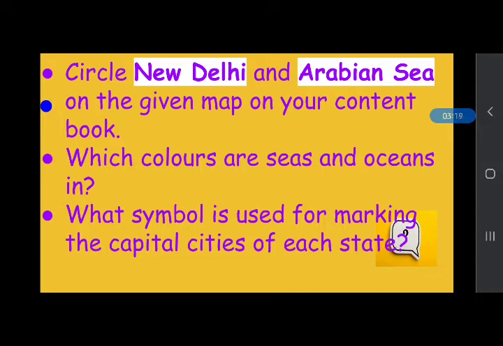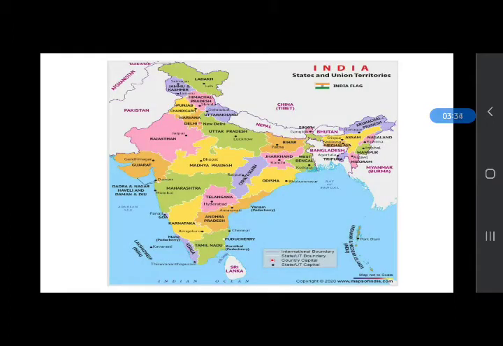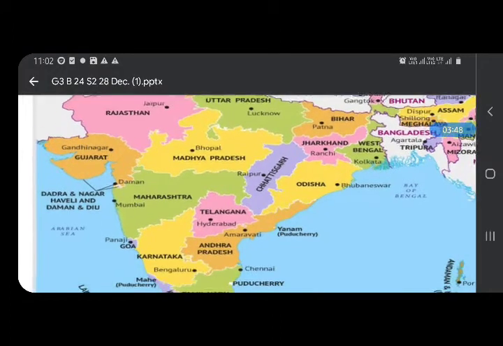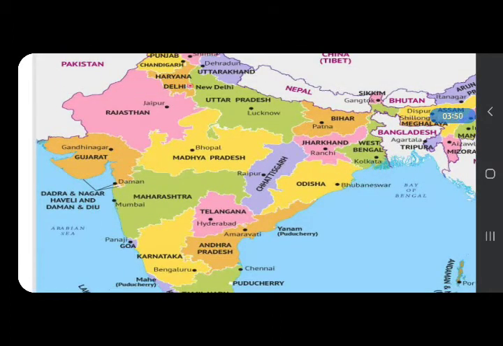So now what did the map tell you? Does the map have different colors and symbols? And which color are the seas and oceans colored in? So the map showed the states and the capital cities of India. It also shows all the water bodies of India. This map is different. You need to look at the map in your content book. So the map also shows all the water bodies of India.